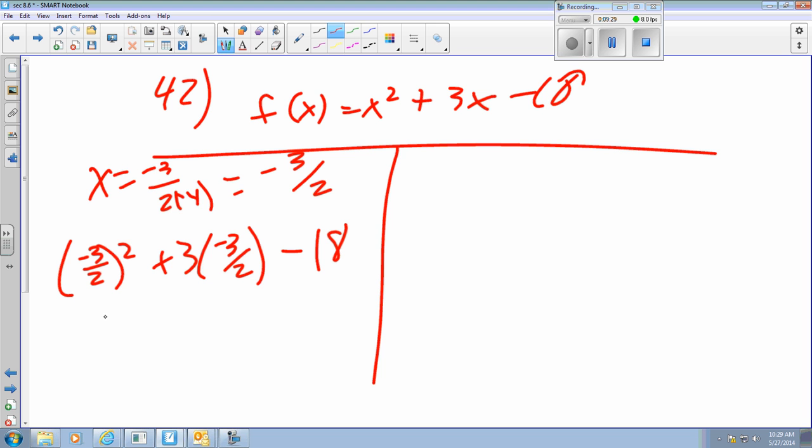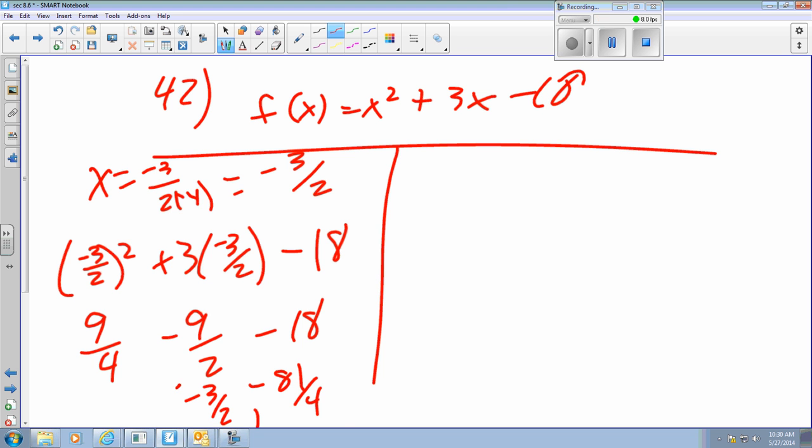I get positive 9/4 minus 9/2 minus 18, which gives me negative 18, which is 36, 72. 72 and another 9 gives me negative 81/4. So my vertex would be at negative 3 halves, negative 81 fourths.